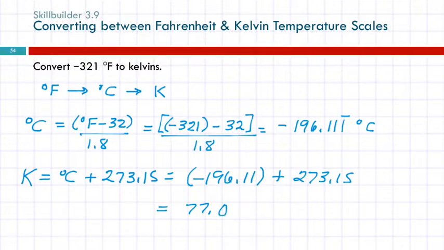Let me do that, negative 96.1... .04 Kelvin. Now I want to round this. My original temperature had 0 decimal places, and so I'm going to round this to 0 decimal places as well, and I'm going to say that's 77 Kelvin. The abbreviation for Kelvin is just a capital K. It's not a degree Kelvin, it's just a Kelvin. Any questions?